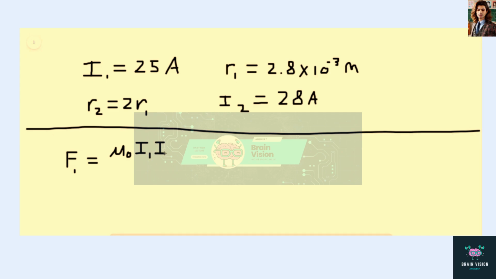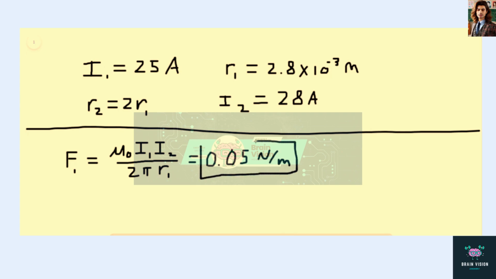So it's mu naught times I1 times I2 divided by 2 pi. The distance here is r sub 1. So we plug those values into this expression. We find that this is equal to 0.05. The units here would be newtons per meter if we want to know the force per unit length per 1 meter. So 0.05 newtons divided by 1 meter is 0.05 newtons per meter.